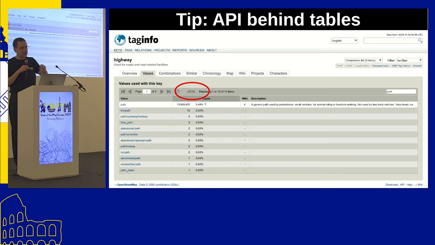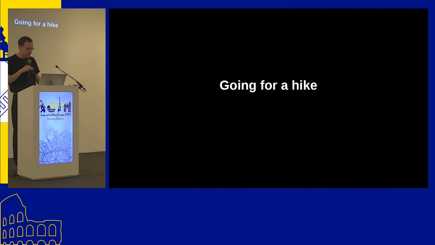It will do that request in another browser tab. And so you see the URL that created that request, and you see the raw data that's behind the table, and you can easily take that and put it in a script and do something more interesting with it.